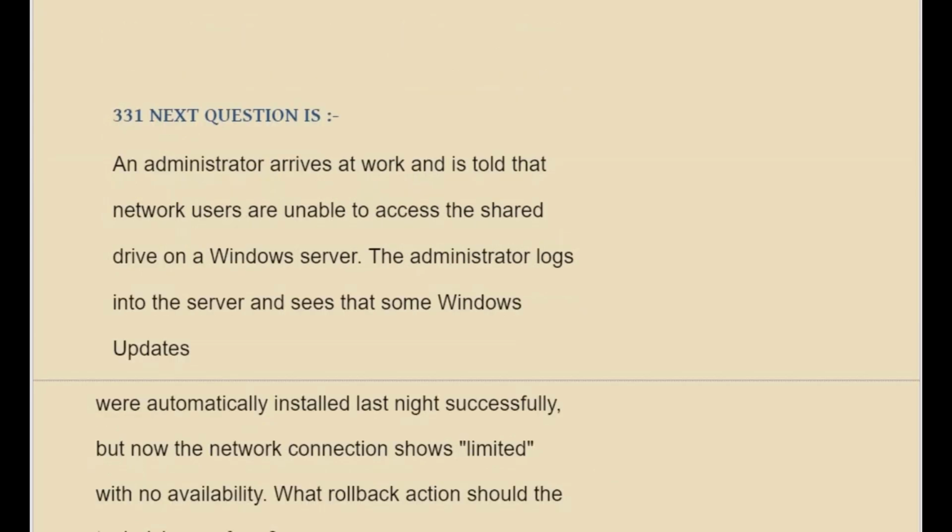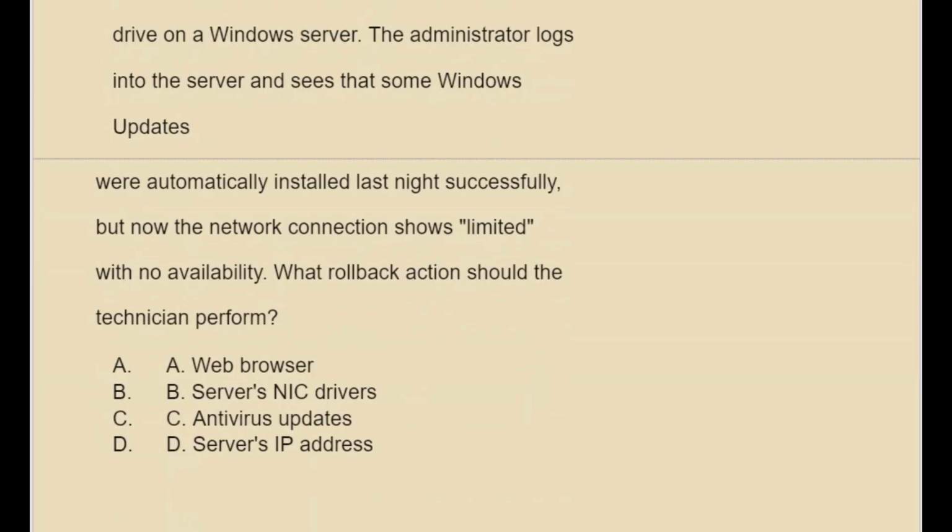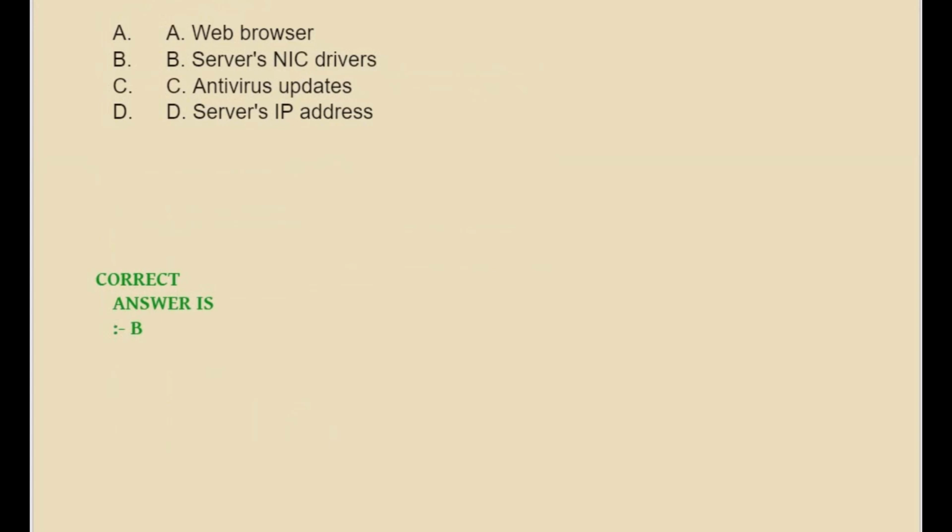Question is, an administrator arrives at work and is told that network users are unable to access the shared drive on a Windows server. The administrator logs into the server and sees that some Windows updates were automatically installed last night successfully. But now the network connection shows limited with no availability. What rollback action should the technician perform? Option A, web browser. Option B, server's NIC drivers. Option C, antivirus updates. Option D, server's IP address. Correct answer is option B.